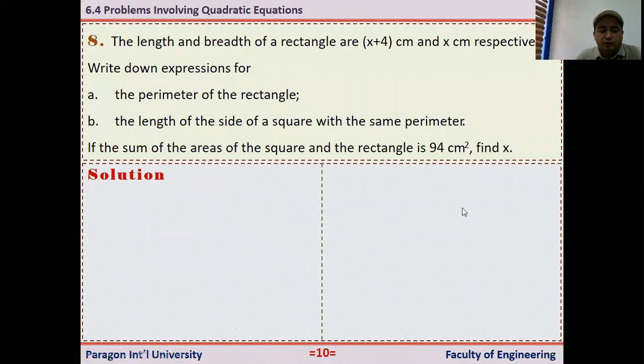Another example, question 8. Guys, I'm going a bit fast maybe, but if you have any question, you can raise your hand and ask question.